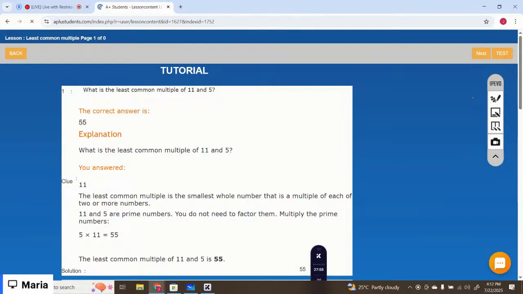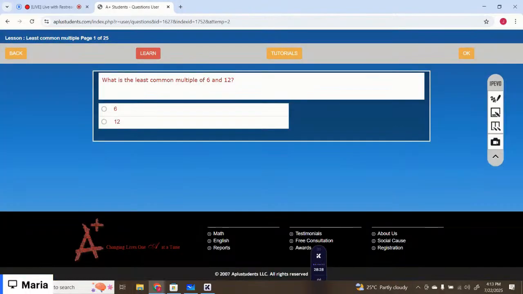What is the least common multiple of 11 and 5? The least common multiple is the smallest whole number that is a multiple of each of two numbers. 11 and 5 are prime numbers, right? You do not need to factor them. Multiply the prime numbers. 5 times 11 is 55. The least common multiple is 55. Let's just start with the test questions.